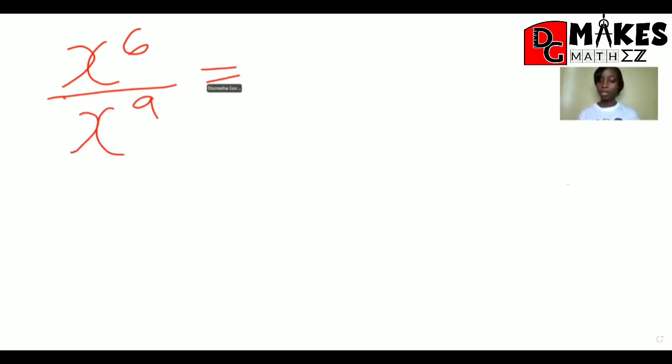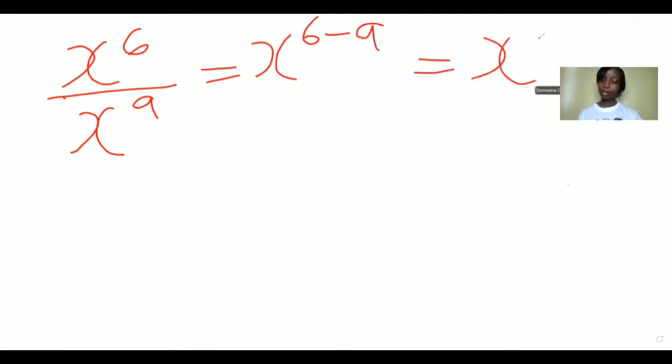We move to law number 5. Let's take, for example, x to the 6th power divided by x to the 9th power. We know that we are dividing, the bases are the same. We can go ahead and subtract the powers. So this would have been x to the 6 minus 9, which is equal to x to the power of -3.